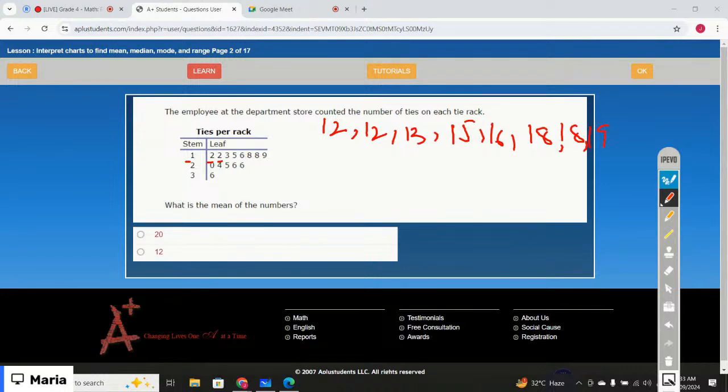You need to calculate the mean: add them all and divide by the number of values: 20, 24, 25, 26, 26, and then you have 36. So just add them all and divide by the count. They are 1, 2, 3, 4, 5, 6, 7, 8, 9, 10, 11, 12, 13, 14. So you need to divide it by 14, right?